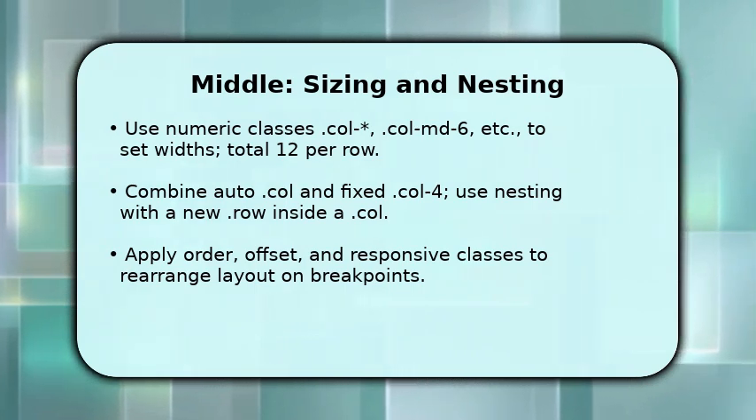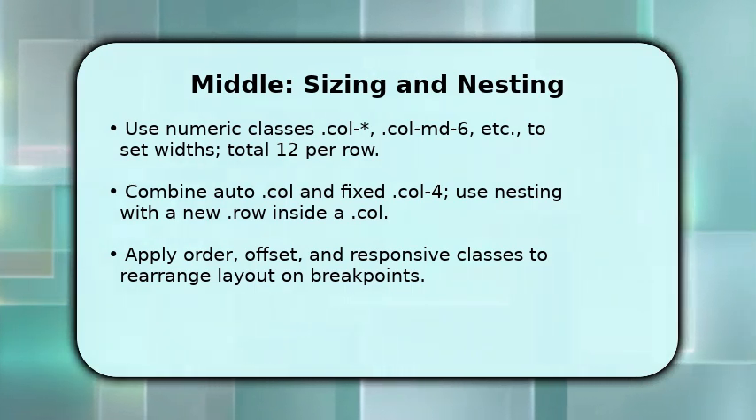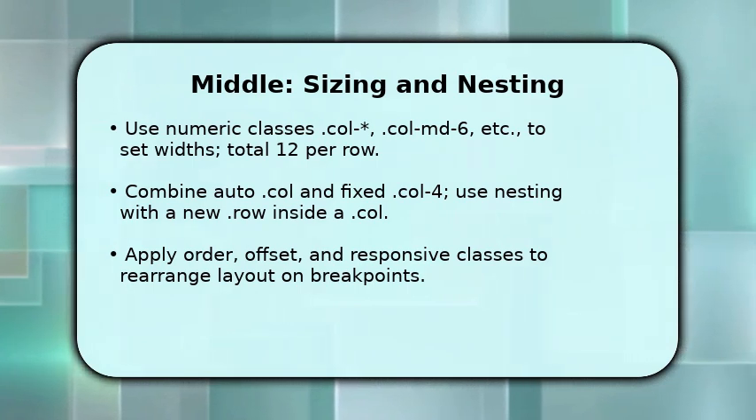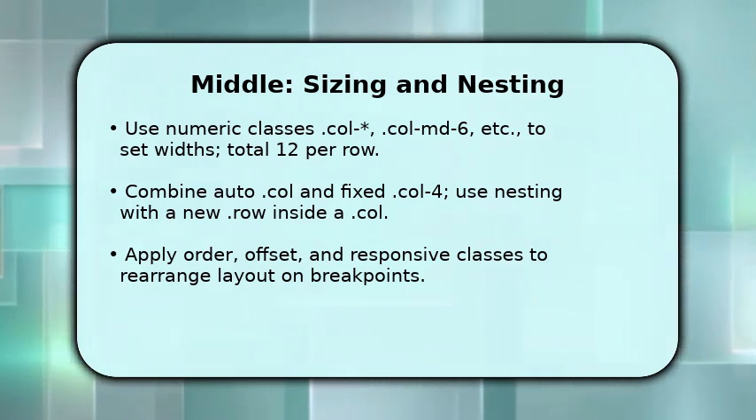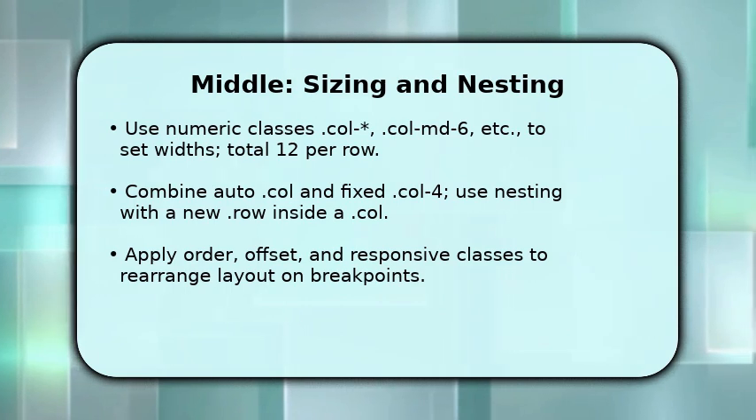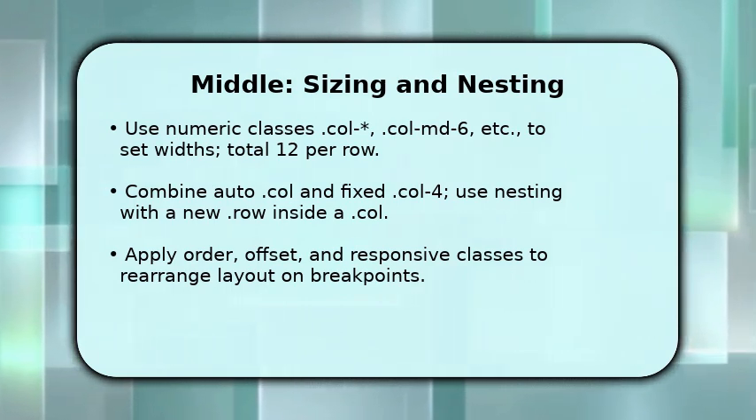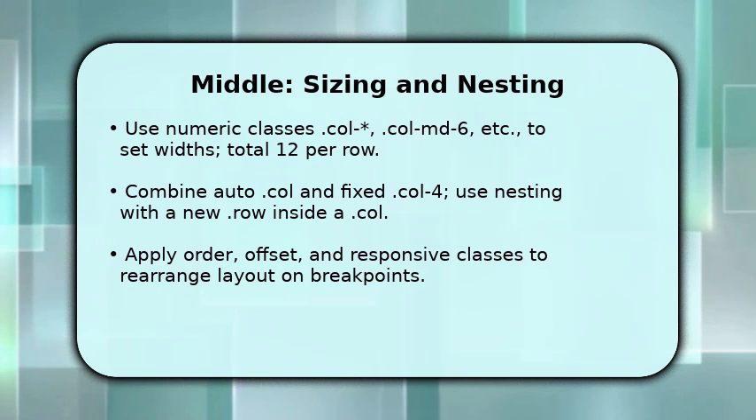col-6 and col-6. You can mix flexible col with fixed. Col-4 to let some items grow while others stay fixed. If you need complex blocks, nest a new row inside a column and treat nested columns the same way.